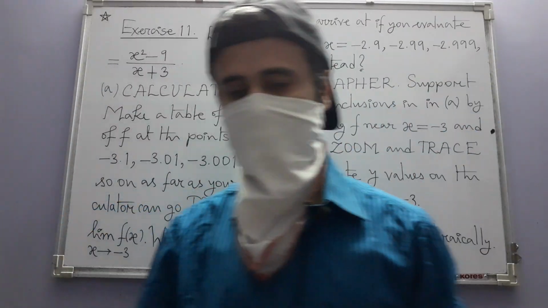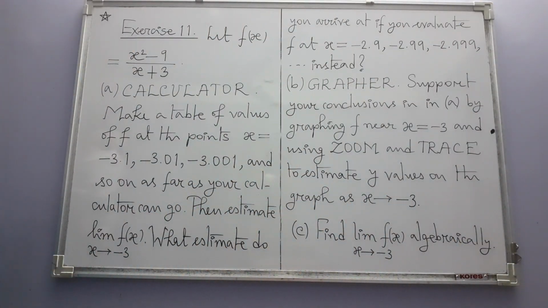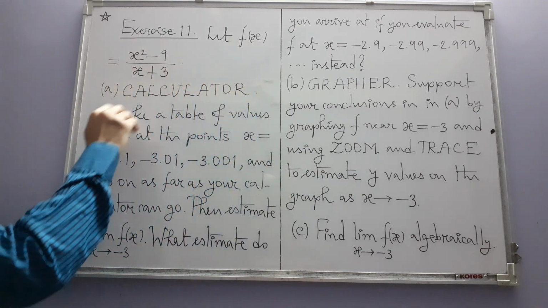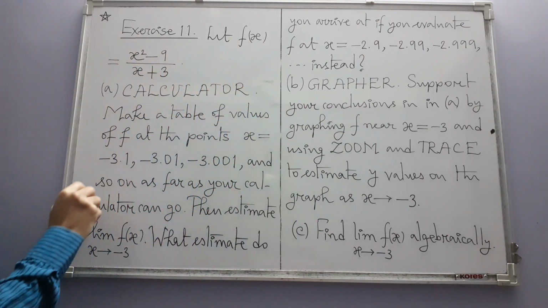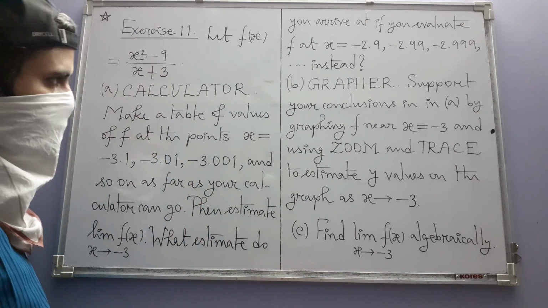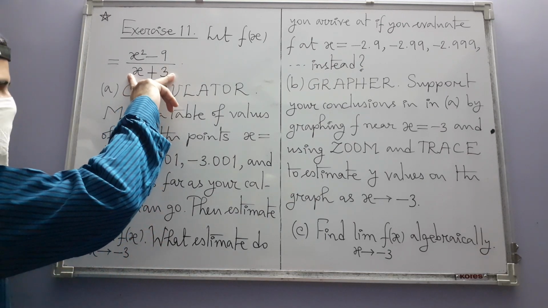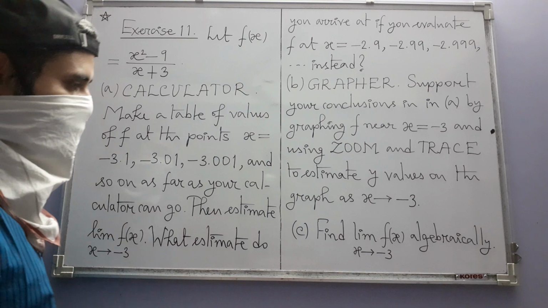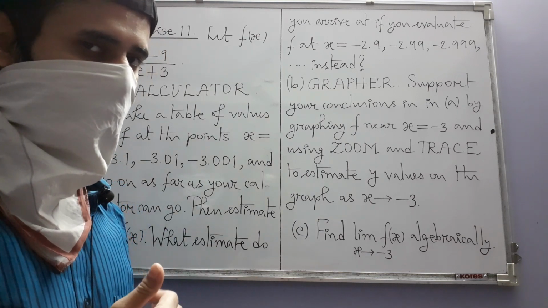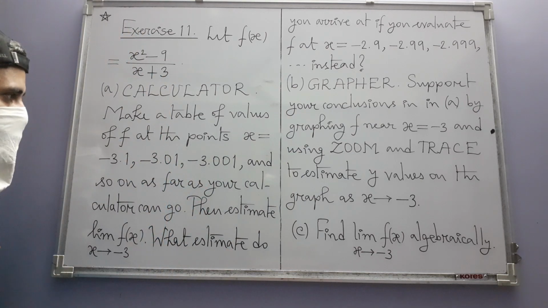Okay, so we continue with exercise 11. Now here we are given this function f of x, which is a rational function, a ratio of two polynomials. The numerator is x squared minus 9 and the denominator is x plus 3. And you can immediately see that this function is defined for all real numbers x except x equal to minus 3, because for that value the denominator becomes 0.